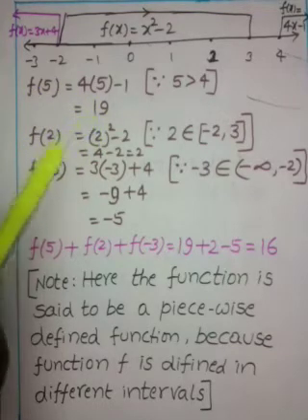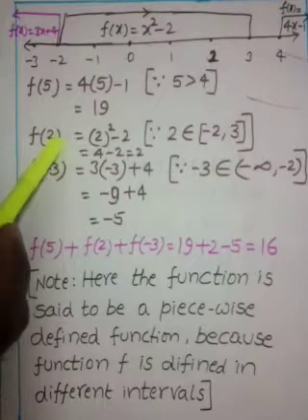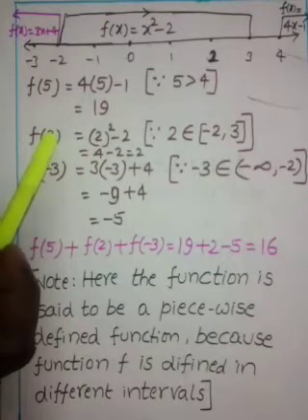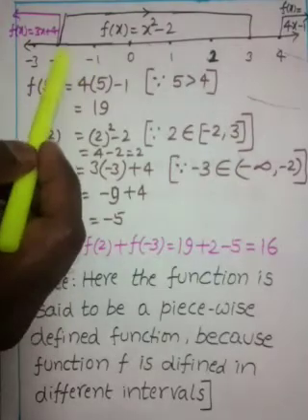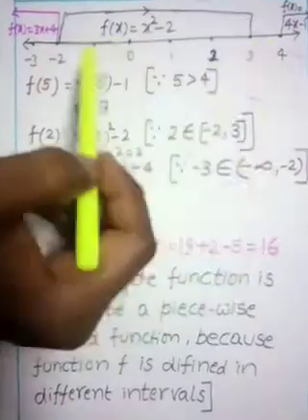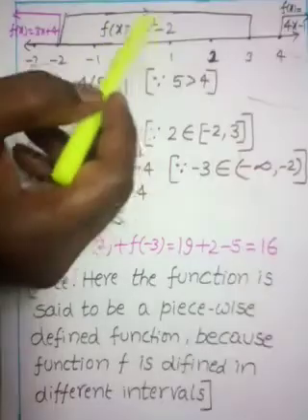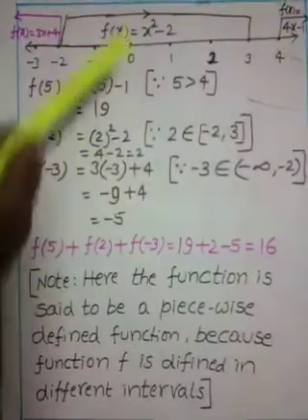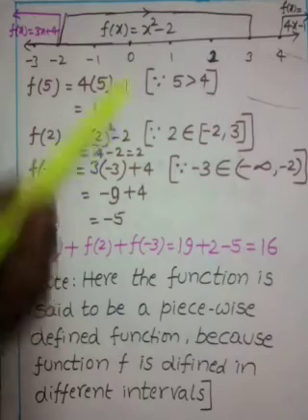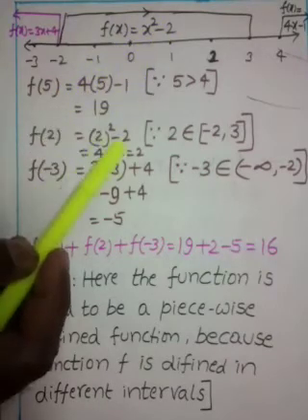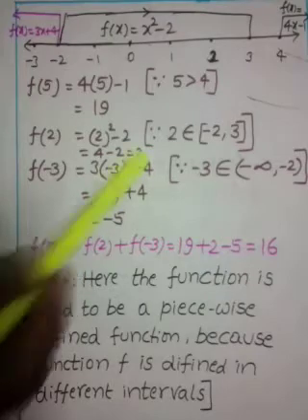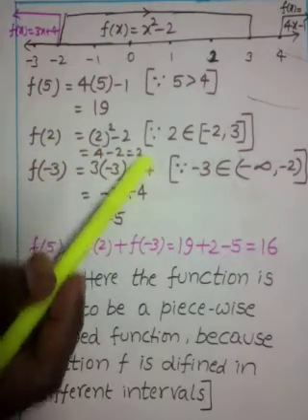Now, we have to find f of 2. In which interval does this number lie? It lies between minus 2 and 3. So, we have to take f of x is equal to x square minus 2 only, not this function or this function. In that function, we substitute x is equal to 2. So, 2 square minus 2. By simplifying, we get 2. So, f of 2 value is 2.